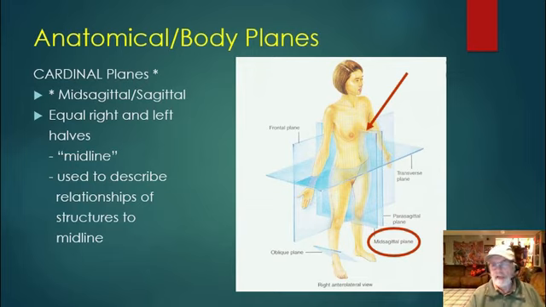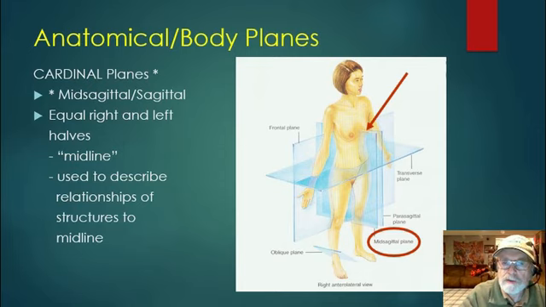Okay, and again, this is called the sagittal or mid-sagittal plane, and it divides the body into roughly equal right and left halves. Now obviously we're not totally symmetrical. One side might be a little bit bigger than the other side, might be a little longer, whatever the case may be, but this essentially divides the body into equal sides.